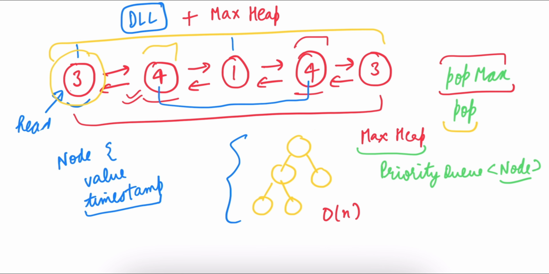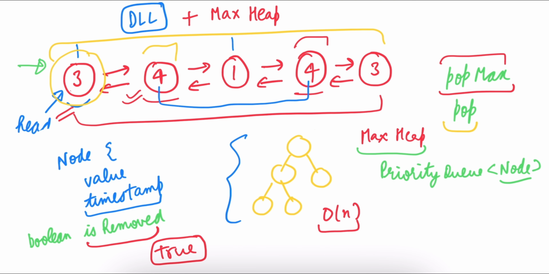So what we can do, instead of removing it from the heap instantly in O of n time, is, as we are removing this node from our doubly linked list, we are going to mark it as removed. To mark it as removed, we are going to use another boolean. Let's call it isRemoved. So this is going to be a boolean, and we are going to set this boolean for this node 3 as true. Once we do that, we are going to delay the removal of this node from our max heap, and this process is called lazy deletion.